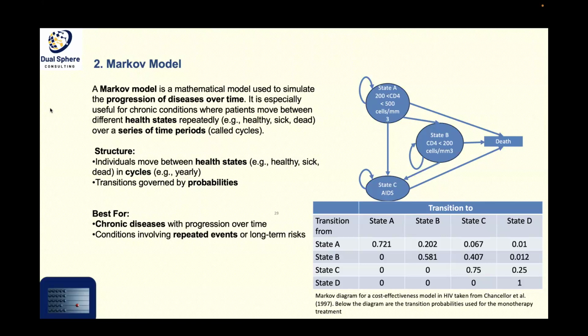So you determine different health states. A patient from non-diabetic would become pre-diabetic, from pre-diabetic would become diabetic, and within diabetes they will also have low, medium, high levels based on their HbA1c. I'm just giving an example. Based on their HbA1c, we can say this is severely diabetic, moderately diabetic, or mild diabetes. So you first need to know the disease, and then using the mathematical model, you simulate the progression of disease over time. It is especially useful for chronic conditions where patients move between different health states repeatedly.